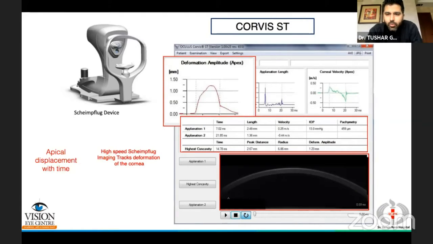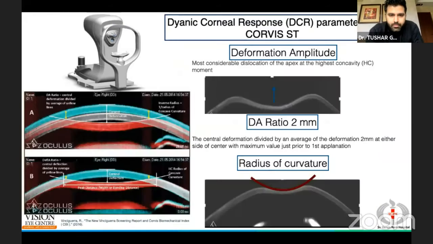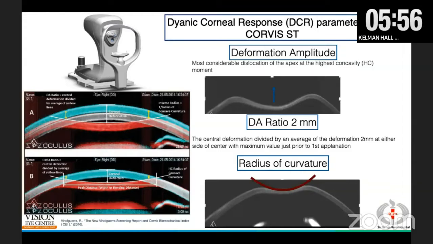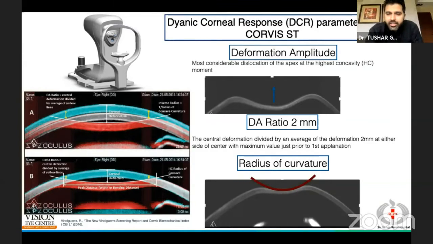The newer device, which we now have, which is more commonly used and is gaining a lot of functionality with time, is the Corvis ST, which does air puff induced applanation and uses a Scheimpflug camera to take multiple images to look at the corneal deformation that happens. Unfortunately, that video is not working, but if you have the air puff applanation happening, you would see the deformation of the cornea. So this gives you various dynamic corneal response parameters, like the deformation amplitude, which you expect would be higher in a weaker cornea, the deformation amplitude ratio, and the radius of curvature. All these parameters by themselves also give you a lot of knowledge about the biomechanical strength of the cornea.